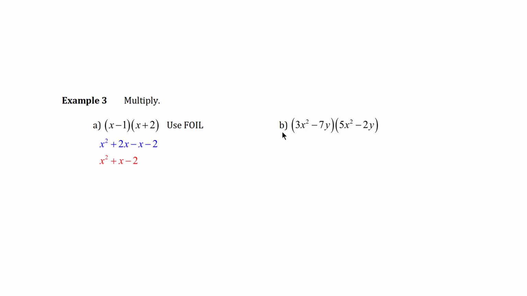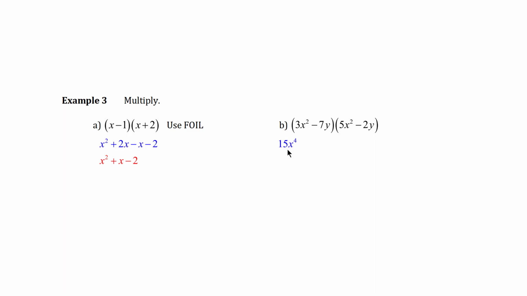For part B, we need to multiply the two binomials together. We have 3x squared minus 7y times 5x squared minus 2y. Again, we use the FOIL method, so we multiply the first terms. 3x squared times 5x squared is 15x to the fourth power.